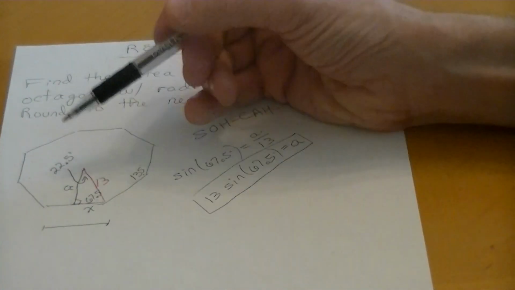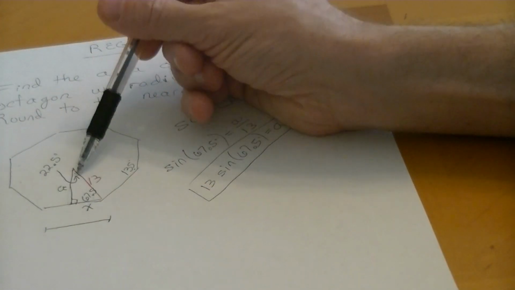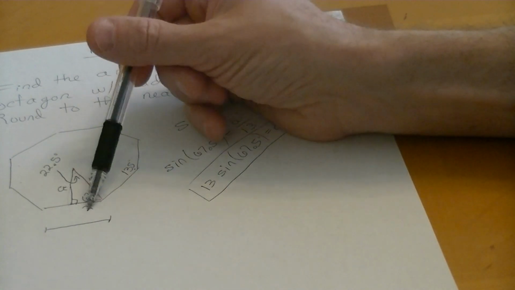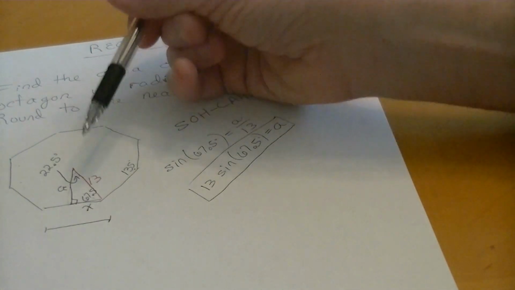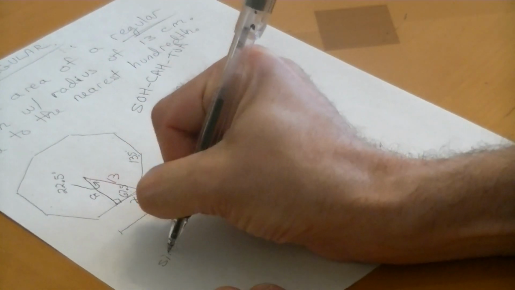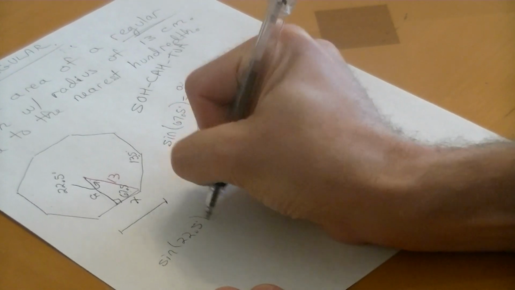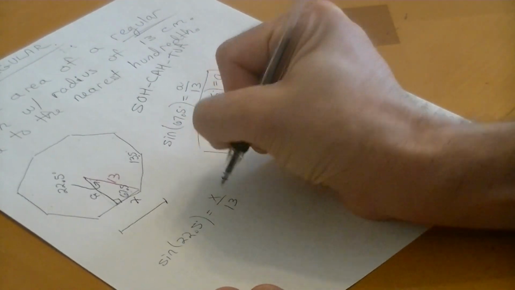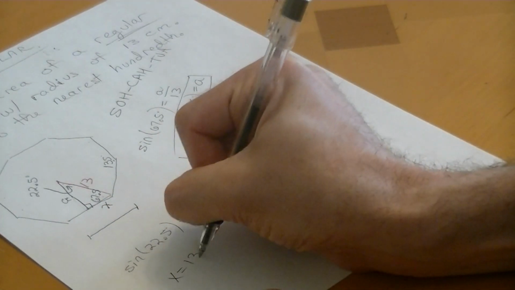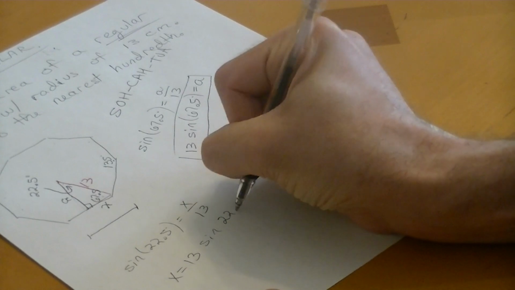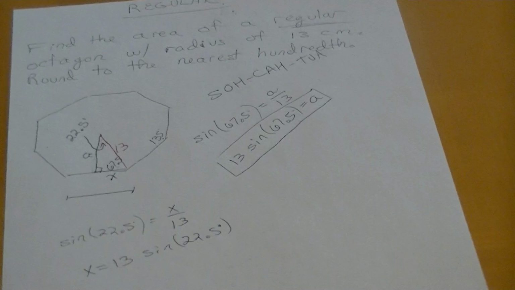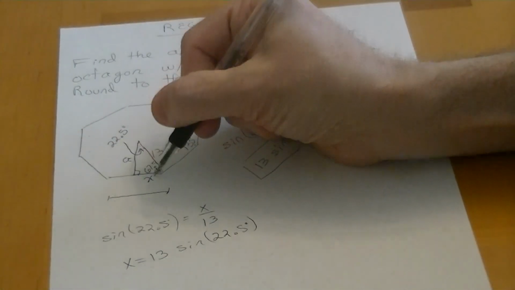So to get x, I look for an acute angle. I'm going to use the one across from it. And once again, if I'm wanting the opposite leg from the angle I've chosen and I know the hypotenuse, I'm going to write a sine equation in this case. So the sine of 22.5 degrees is x over 13. And I'm going to multiply both sides by 13. So x is 13 times the sine of 22.5 degrees. So that's what x equals.